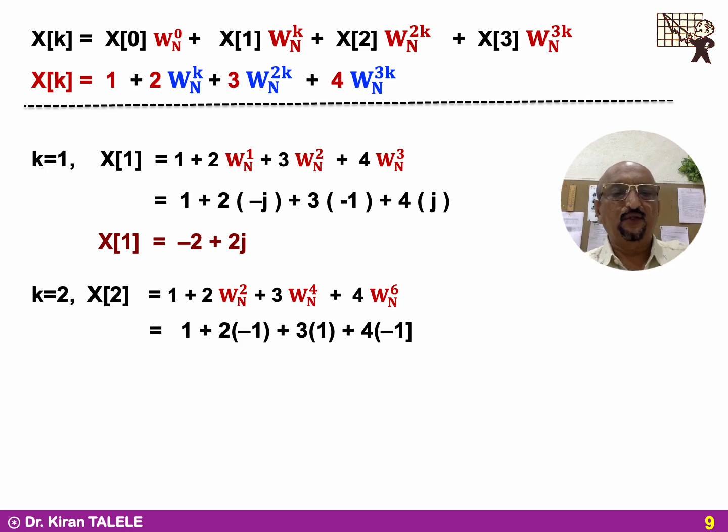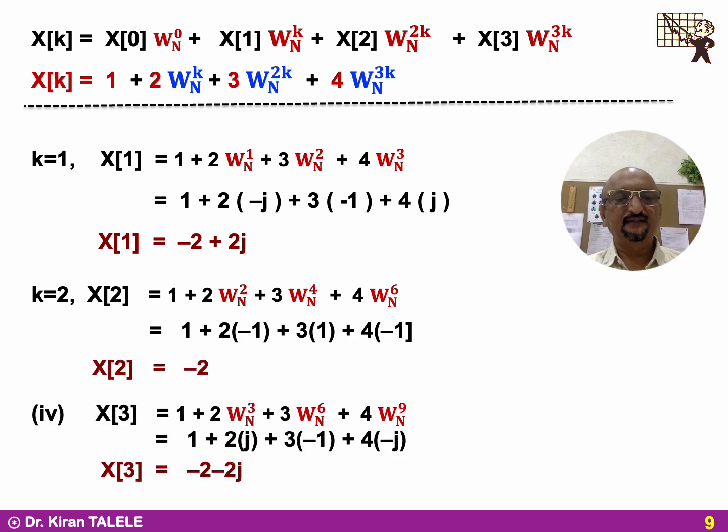W^4 we have not done it, but we know that W^4 is W^2 into W^2. That means minus 1 into minus 1, that is plus 1. And W^6 is W^2 into W^4, that is minus 1 into 1, that is minus 1. So X(2) is minus 2.